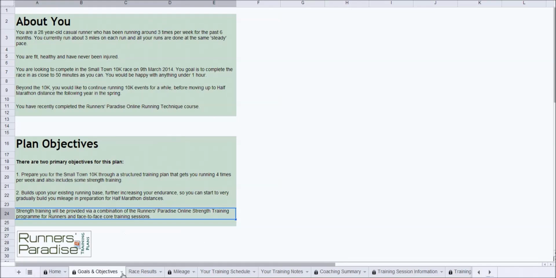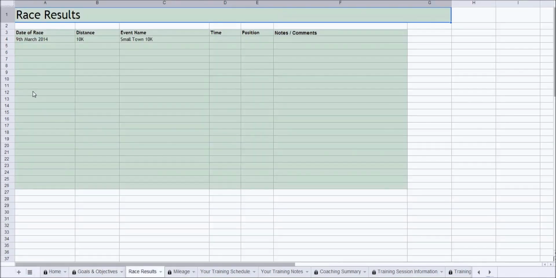So let me just walk you through some of the other tabs at the bottom of the training plan here. On the race results page, we can see that John has 1 race listed at the moment, which is his 10K on the 9th of March. If John decides to stay and continue to be coached by Runner's Paradise over a period of time, we'll expect to see further 10K races in here alongside his half marathon race or races.